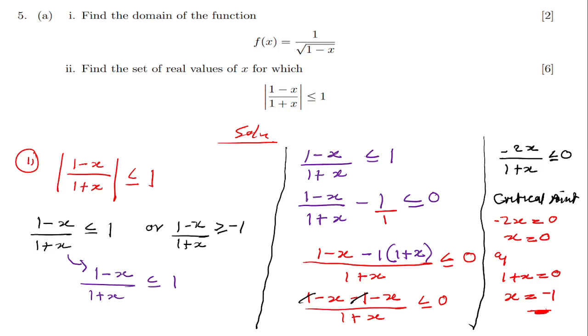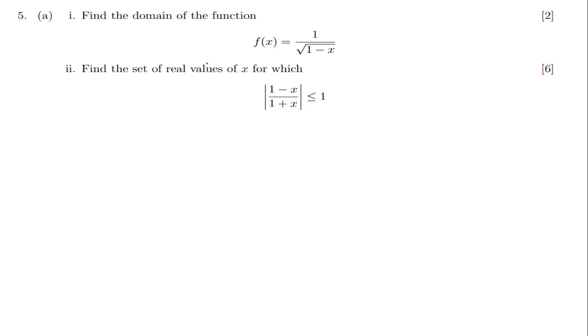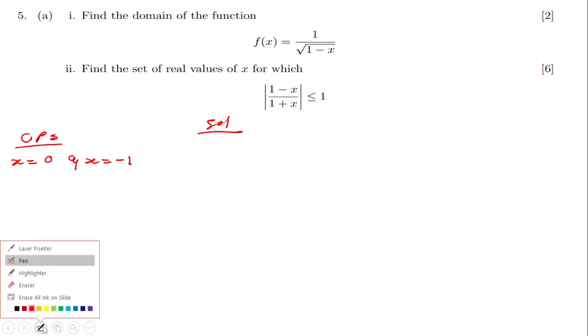So when you find the critical point, you're going to find the solution set for this. Okay, so I'll write my solution once again. Remember, we have the CPs. The first one is x equals 0 and the other is x equals negative 1. So I'll draw my table like we did for that other question.